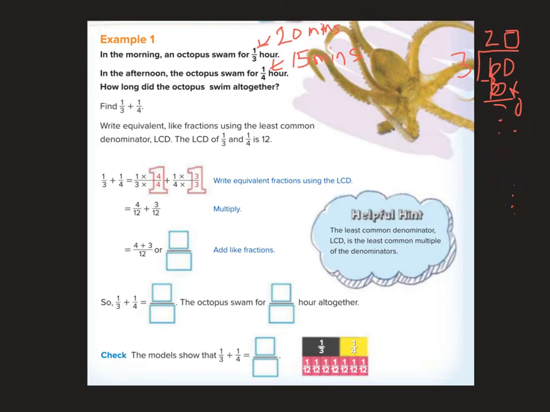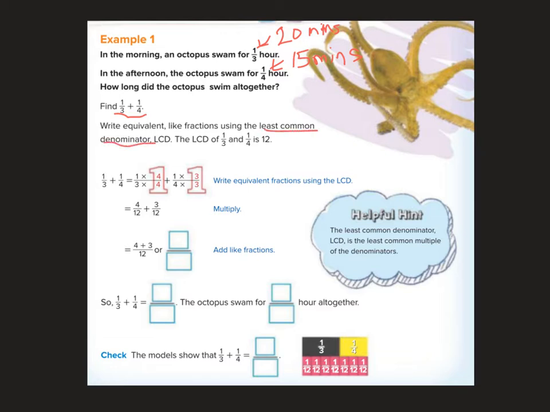Just to make it more concrete, because I feel like when we were talking about 1/4 of an hour and 1/3 of an hour, sometimes we don't think that that's an actual number, right? In actual minutes. So we need to add 1/3 and 1/4. So our first step is going to be writing equivalent like fractions using the least common denominator.